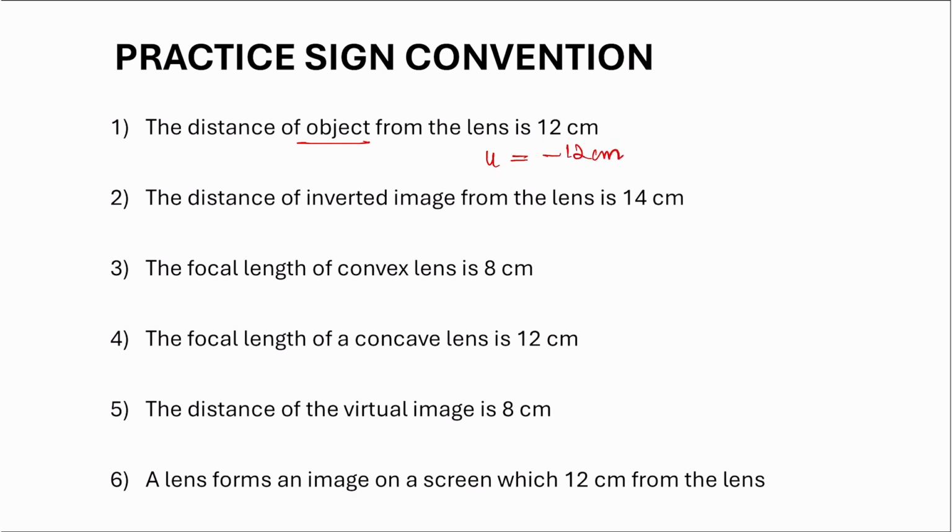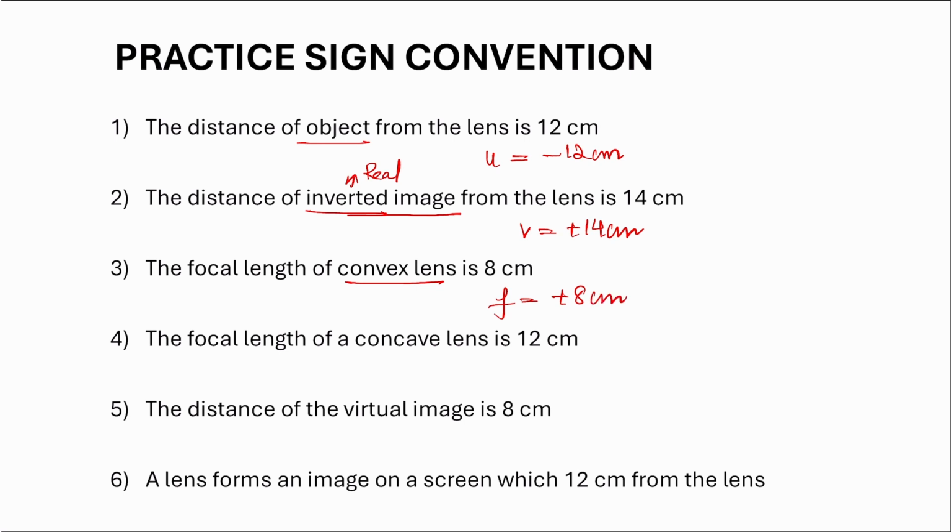Second question, the distance of the inverted image from the lens is 14 cm. Here it is mentioned an inverted image. Since it is inverted, obviously it is real and it's on the right side. So v is equal to plus 14 cm. The focal length of a convex lens is 8 cm. Since it is a convex lens, f is equal to plus 8 cm.